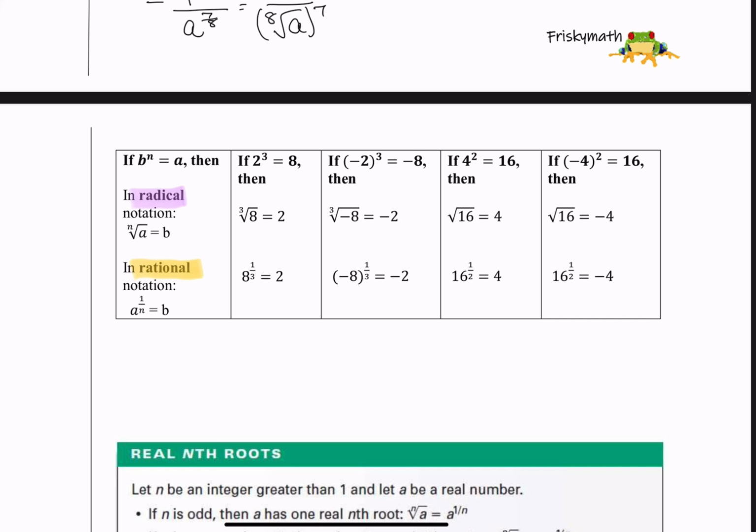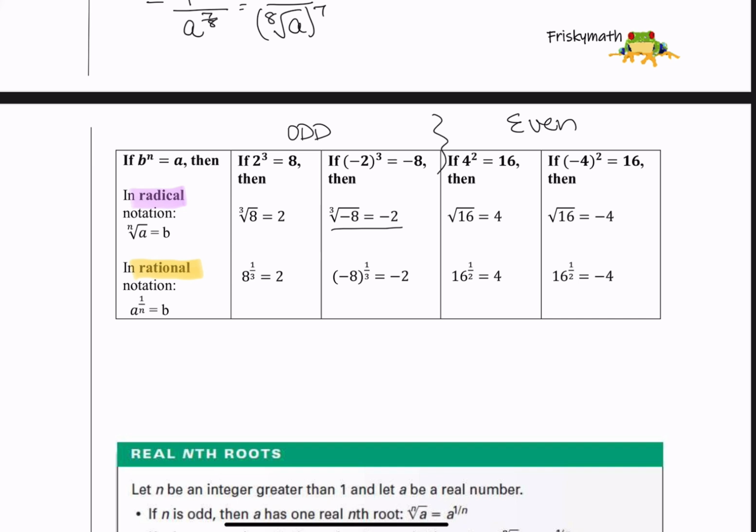In the next column, you have negative 2 being raised to the 3rd power, equaling negative 8. So again, in radical notation, you could make an equivalent statement that the cube root of negative 8 equals negative 2. Or you can use rational notation to say the exact same thing, that negative 8 raised to the 1/3 power, which really is the cube root of negative 8, equals negative 2. All right, so these two dealt with odd roots. Now I'm going to move over and deal with even roots.